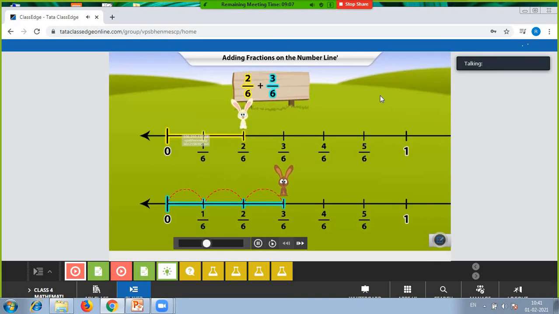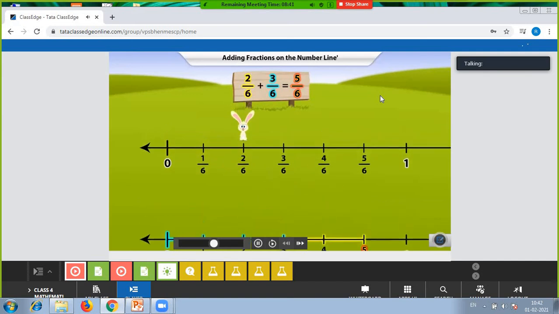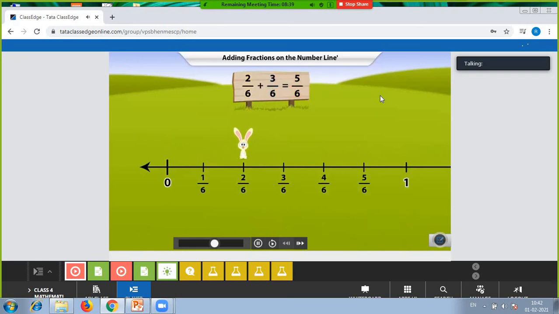Look! Now, let's add the distances they covered on their number lines to find the sum of 2 by 6 and 3 by 6. The resulting fraction is 5 by 6. We get the same sum even if we change the order of addition. The same addition could have also been done on a single number line.